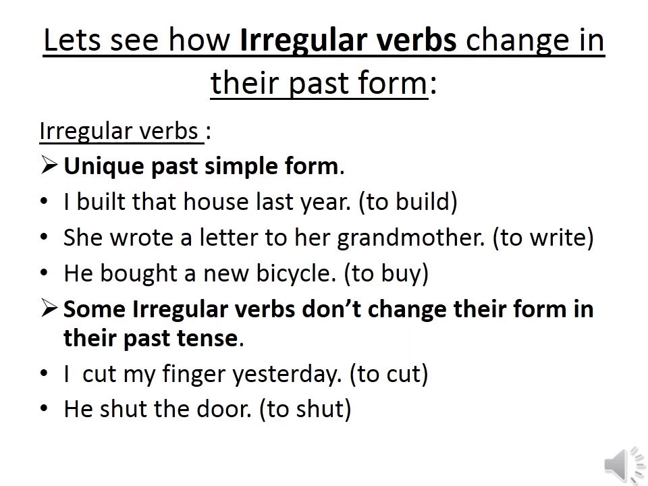Now let's see how irregular verbs change in their past form. Generally, irregular verbs have a unique past simple form. For example, build becomes built. I built that house last year. Write becomes wrote. She wrote a letter to her grandmother.